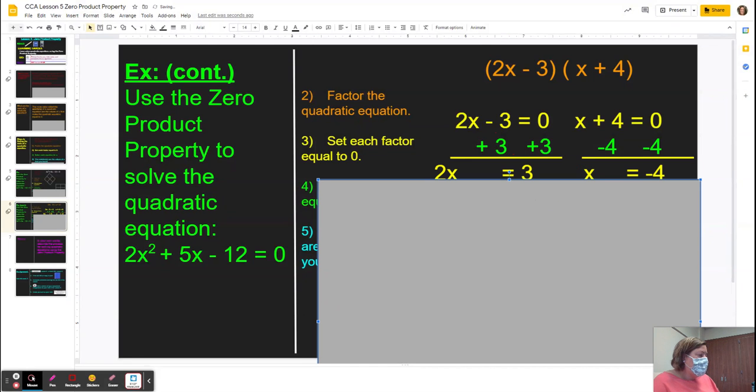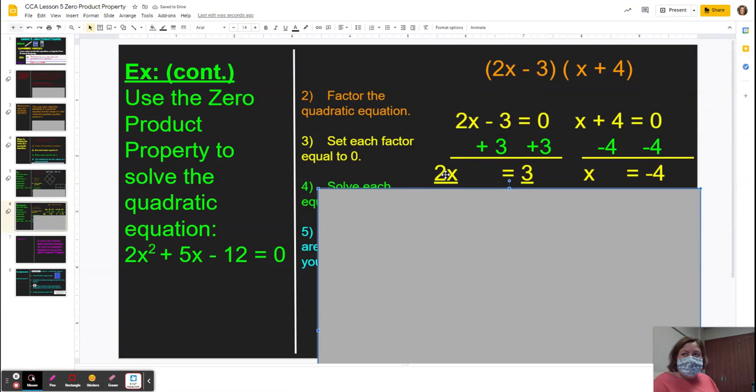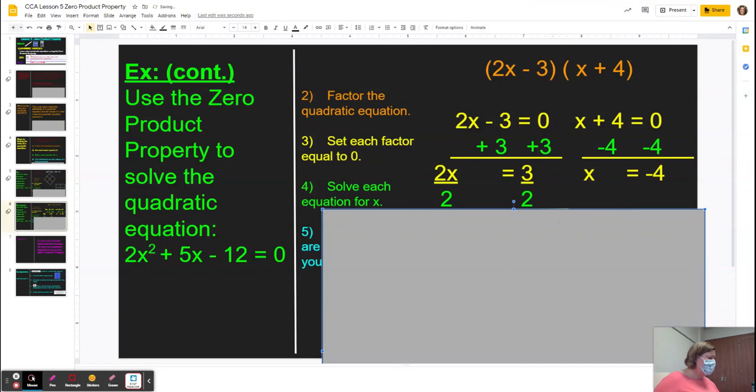So then on this one on the left, that gives us 2x equals 3. And then to get x by itself, we need to do what with that 2? Yeah, divide by 2, right? Are we in agreement that once we get this part, it's kind of like relatively easy? Yeah? Okay. Divide by 2. And then this one on the right, there's nothing else to do since x is already by itself.